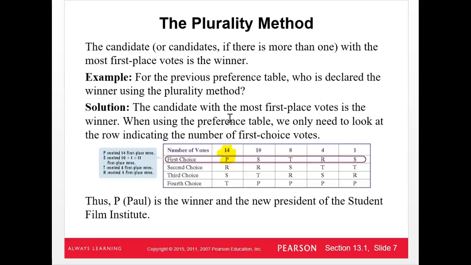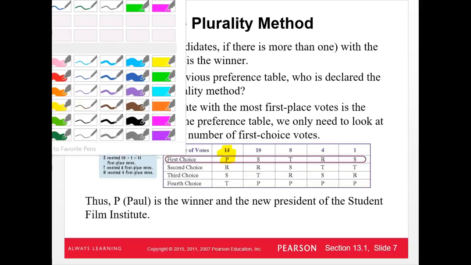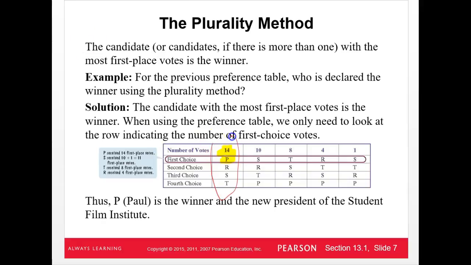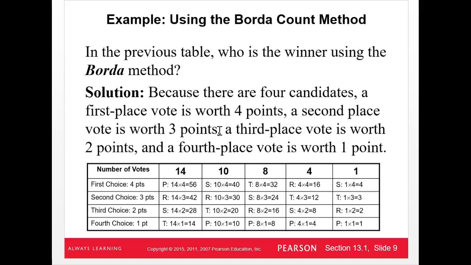We've got P in that same column. Notice right here we got PRST had 14, and in this one that we're looking at now, we've got PRST. It's the exact same one that we looked at before, but we're showing that if we use a different method, we might not have the same winner. And that ends up being the case here. P gets 56 points here, but only 10 in this one, 8 in this one, 4 in this one, and 1 in this one.